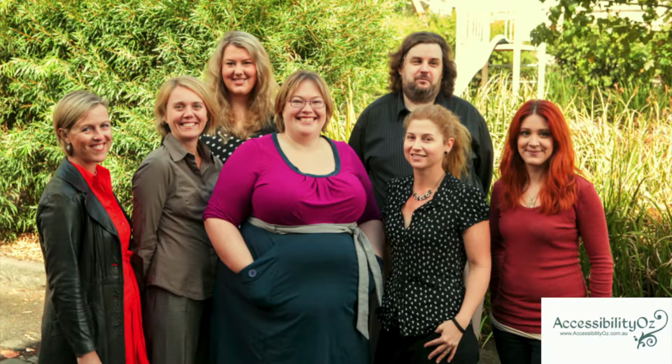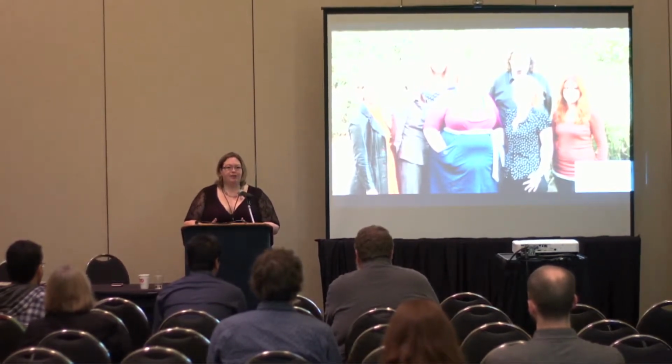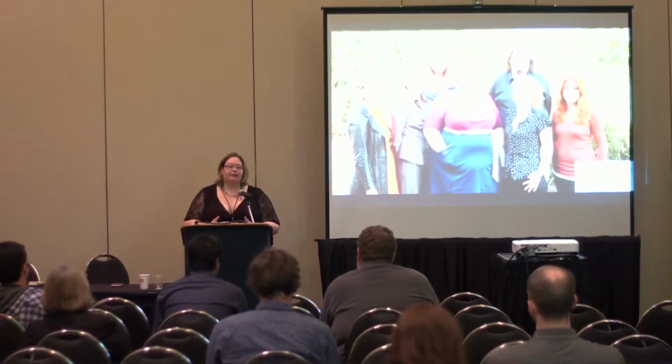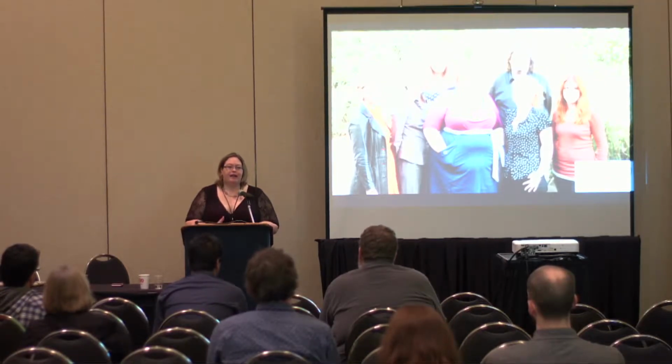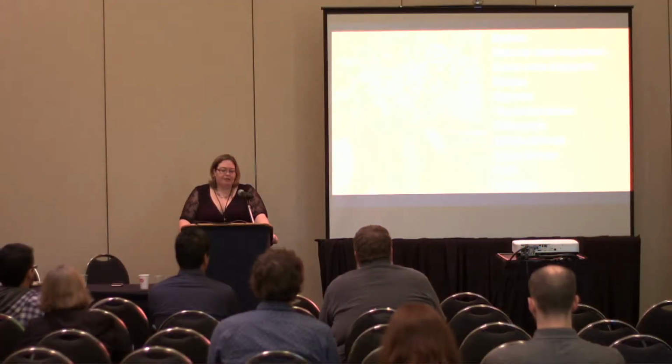We actually started in Australia 5 years ago, and we incorporated in the US last year. So I've got a team of about that size in Australia and a team about the same size in the US. Now, when I started the company, I wanted to mimic the percentage of people with disabilities in the general population in my own organisation. And so at the moment, 65% of my staff have some kind of disability. Now, you wouldn't know that to look at any of us. We all look very normal. And so it's important to know that disability is often hidden in plain sight. It's not something that you will necessarily know about a person, and it's not something that people are often ready to disclose. So over the years, we've had people with dyslexia, moderate vision impairment, severe vision impairment, epilepsy, migraines, physical impairments, fibromyalgia, multiple sclerosis, Crohn's disease, post-traumatic stress disorder, and Asperger's.